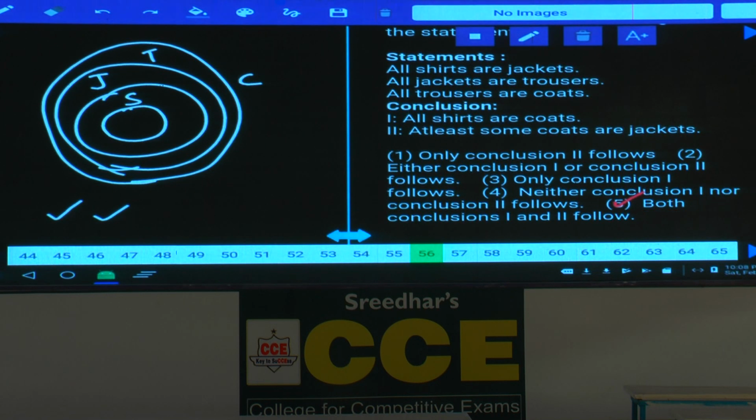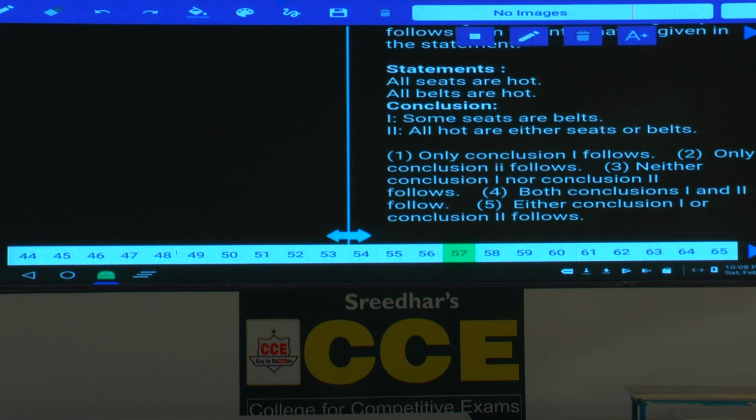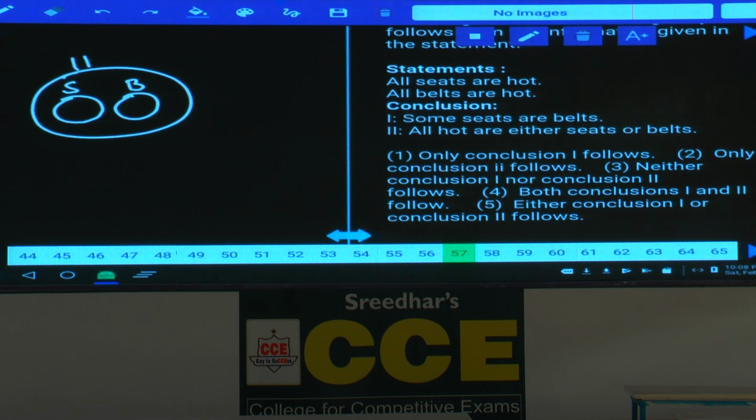Then 57. Now question number 57, all seats are hot can be written like this: all these seats are hot and all belts are hot. All seats as well as belts, both these two are what? Both these two are hot. Hence it can be represented like this. All seats as well as all belts are hot. And the first conclusion, some seats are belts, that is false. Second one, all hot are either seat or belt, true or false?